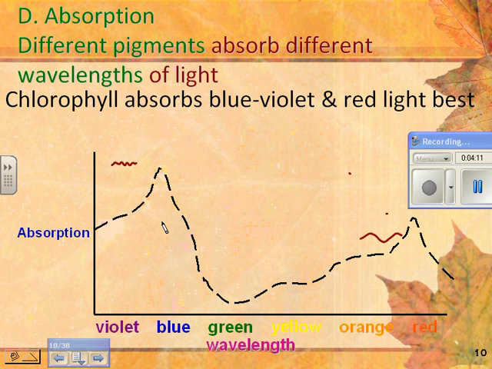So chlorophyll absorbs blue light really, really well, and chlorophyll absorbs orange-red light pretty well. It doesn't absorb green light very well. It sort of bounces that back at us. So that's why we see green when we look out at organisms that have lots of chlorophyll, like plants.